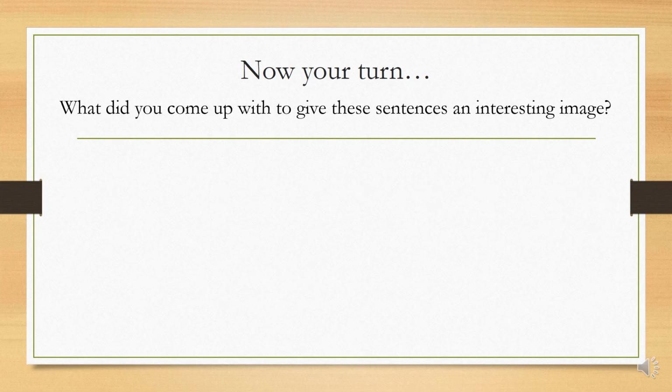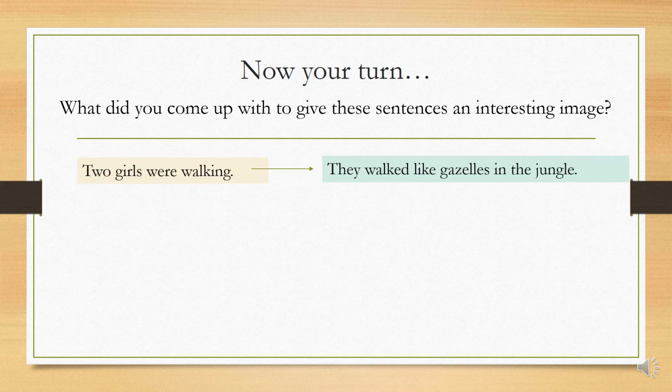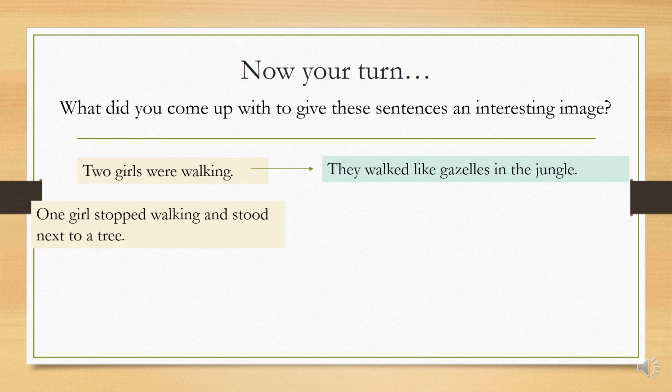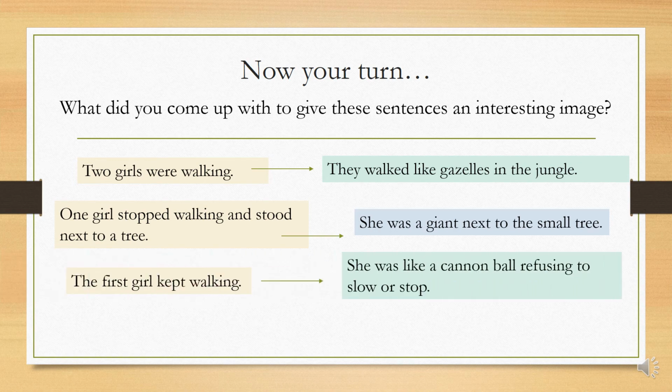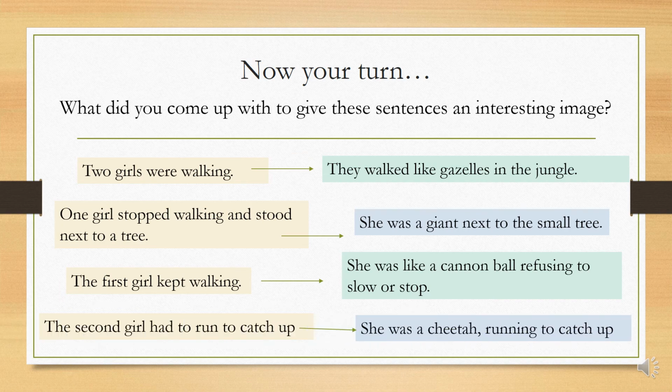Here are my examples. Two girls were walking. They walked like gazelles in the jungle. One girl stopped walking and stood next to a tree. She was a giant next to the small tree. The first girl kept walking. She was like a cannonball, refusing to stop or slow. The second girl had to run to catch up. She was a cheetah, running to catch up.